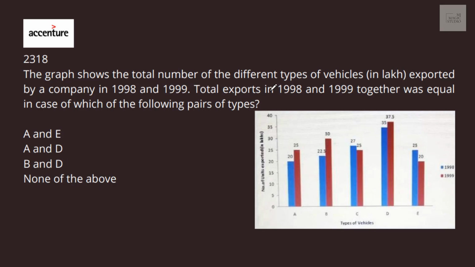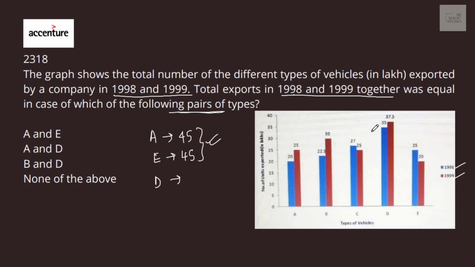The graph shows the total number of different types of vehicles, in lakhs, exported by a company in 98 and 99. Okay, 98 is blue and 99 is red. Total exports in 98 and 99 together was equal in case of which of the following pairs of types? Okay, 98 and 99 together. For A, it was 20 plus 25, that is 45. For E, why am I starting with E? Because in the first option A and E is given. E is 25 and 20, that is 45, and it matched here itself.